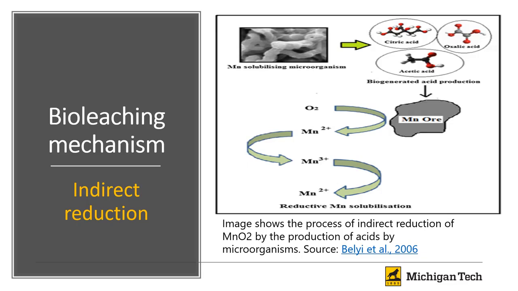In the indirect reduction of manganese dioxide, microorganisms, which include bacteria and fungi, produce organic acids such as citric acid, oxalic acid, acetic acid, among other acids, which attach themselves to the surface of manganese ores and form a manganese 3 plus complex, which is then reduced to manganese in the 2 plus form with the presence of other acids in the media.